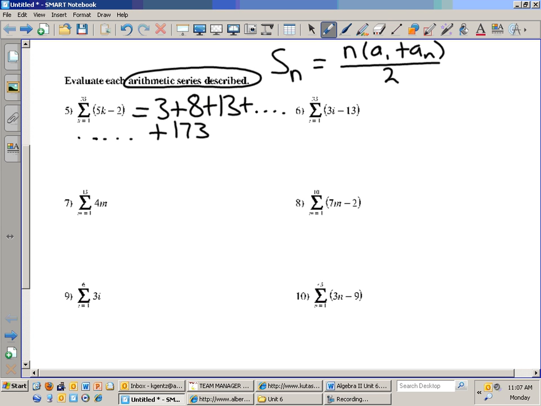Well, that would take us a while to sit down and do it. We don't really actually have to sit down and manually figure it out, write them all out, add them up one by one. We can simply use our formula. And our formula says that the sum of the first 35 terms is equal to n, what is n in this case? 35, that's the number of terms, times, what's a sub 1? 3, plus, what's a sub n, the last term? 173, divided by 2.